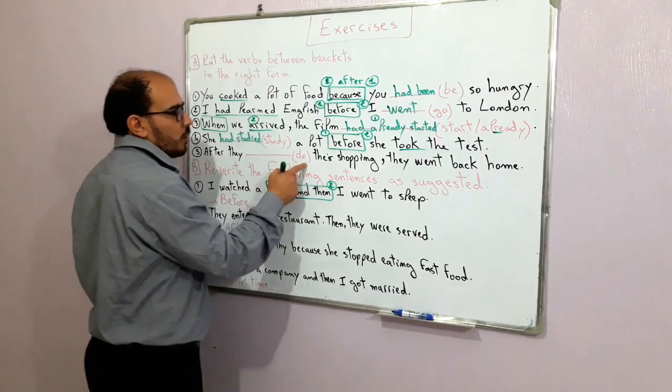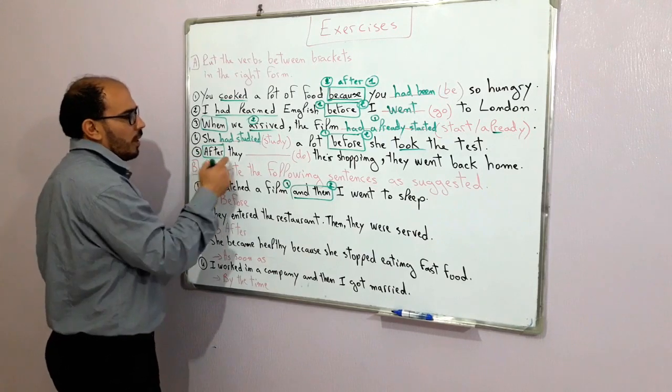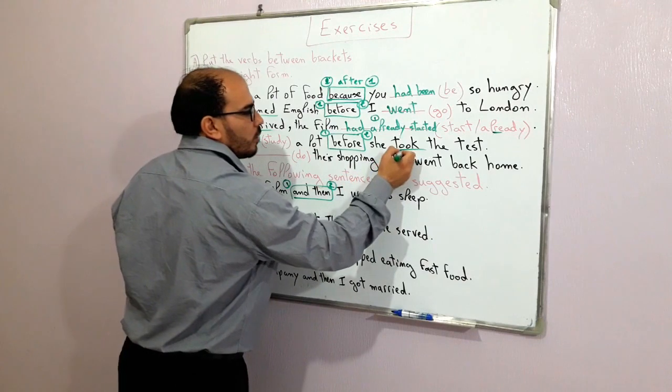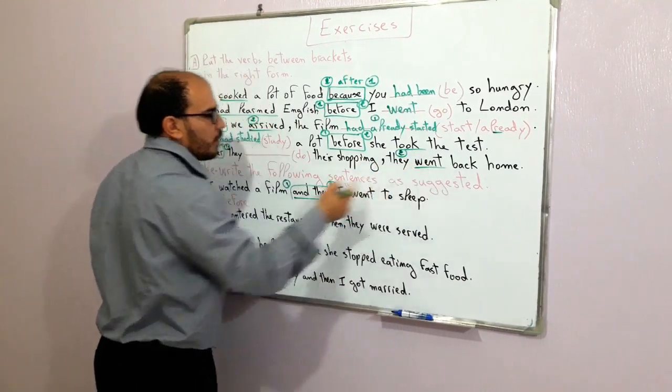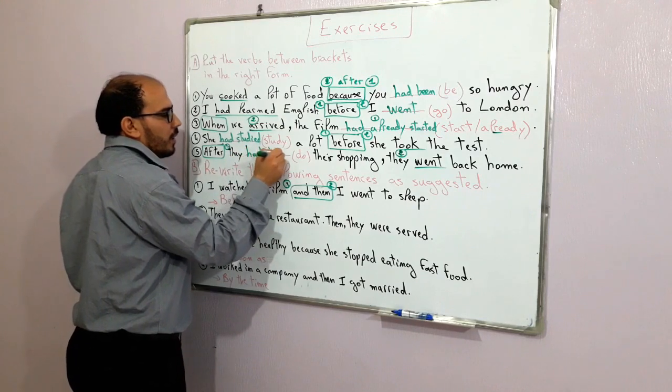After they do the shopping, they went back. So we have after, so after one we have two. That's why two is in simple past, and this one must be in past perfect, so had done.